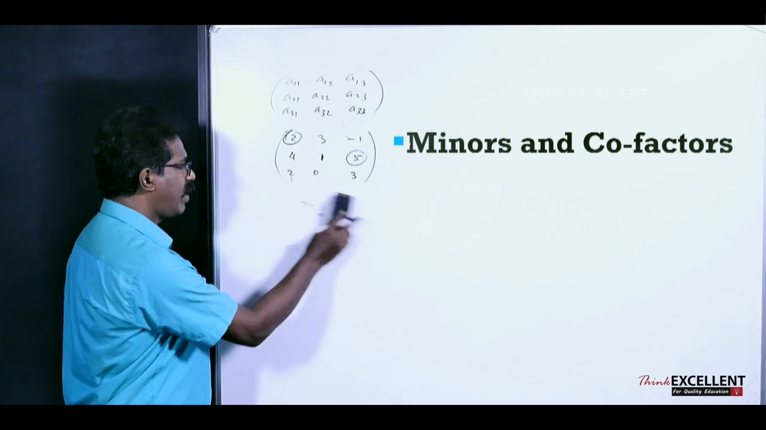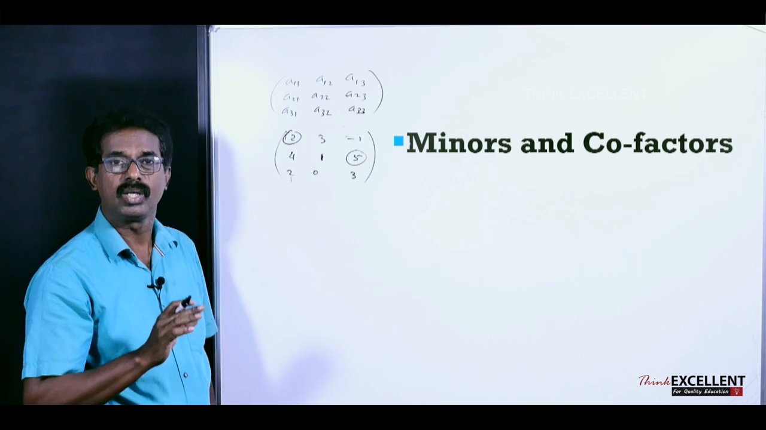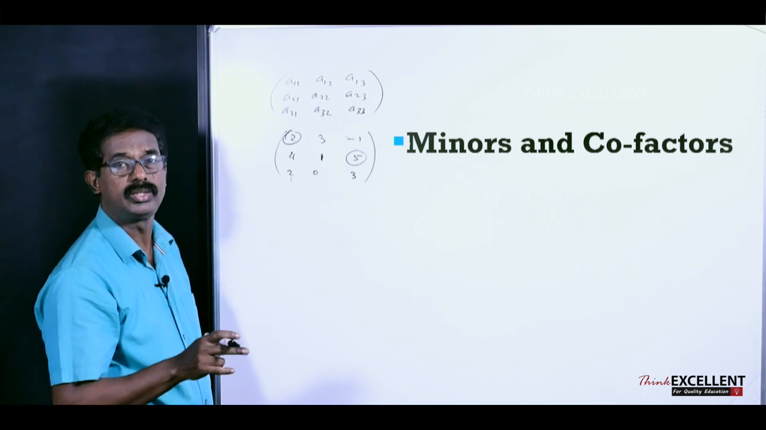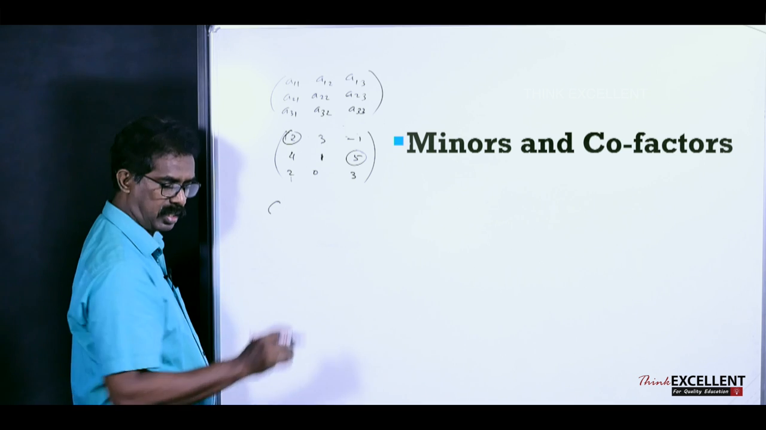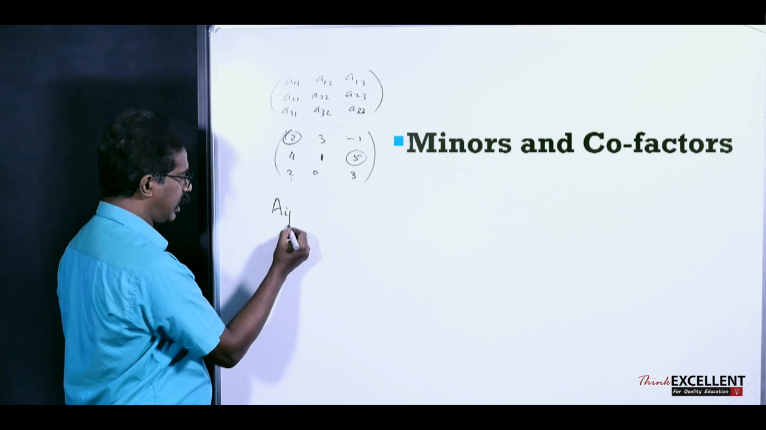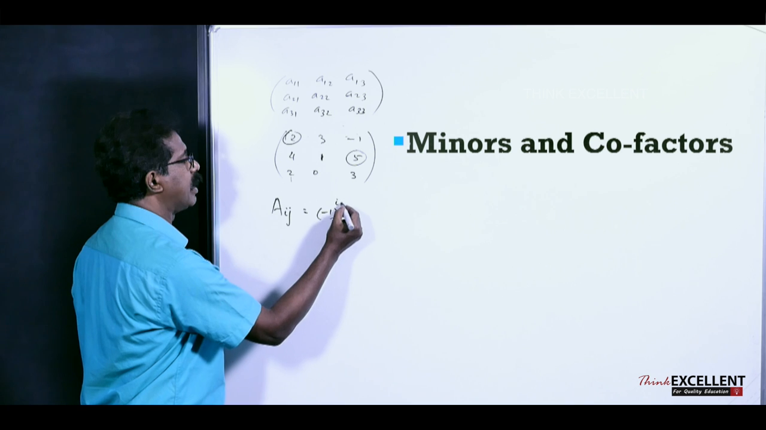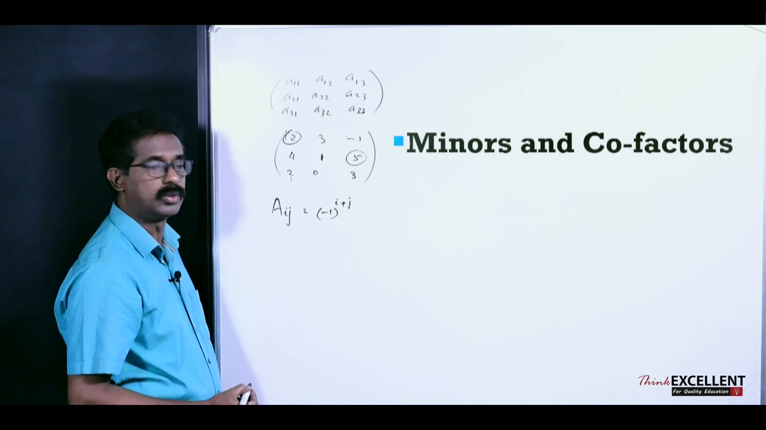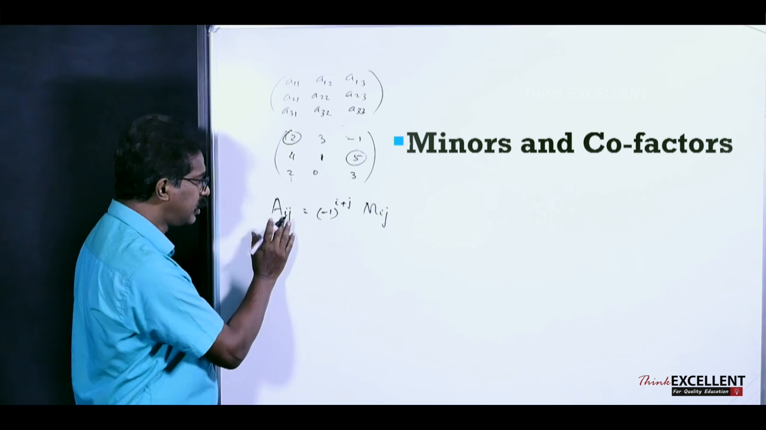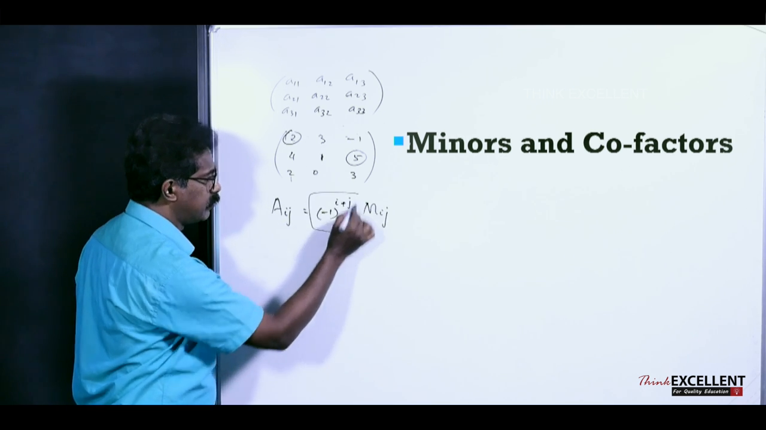Next, we study cofactor. There is a small difference between minor and cofactor. Cofactor is actually a signed minor; we look into the sign also. Please listen here. Cofactor, we write C or capital A, Aij. It is minus 1 raised to i plus j, times Mij. So cofactor means it is minor only, but we have something here.